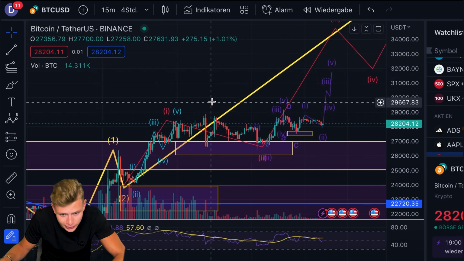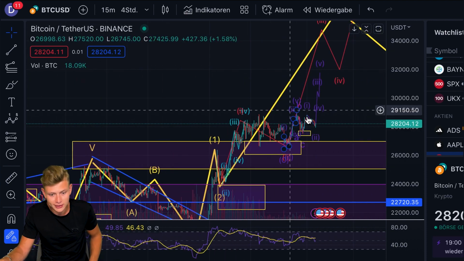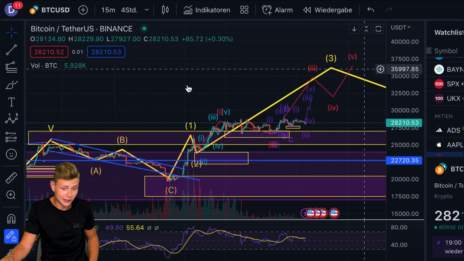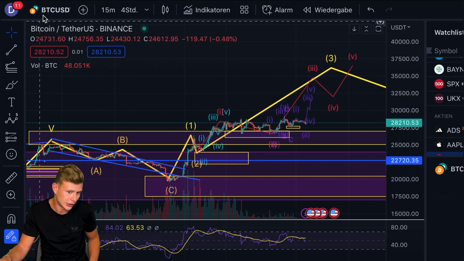And here I want to really stick to my scenario. I expect price targets between 36,000 and 37,000 US dollars. And this is holding quite nicely. So I just want to tell you about that.